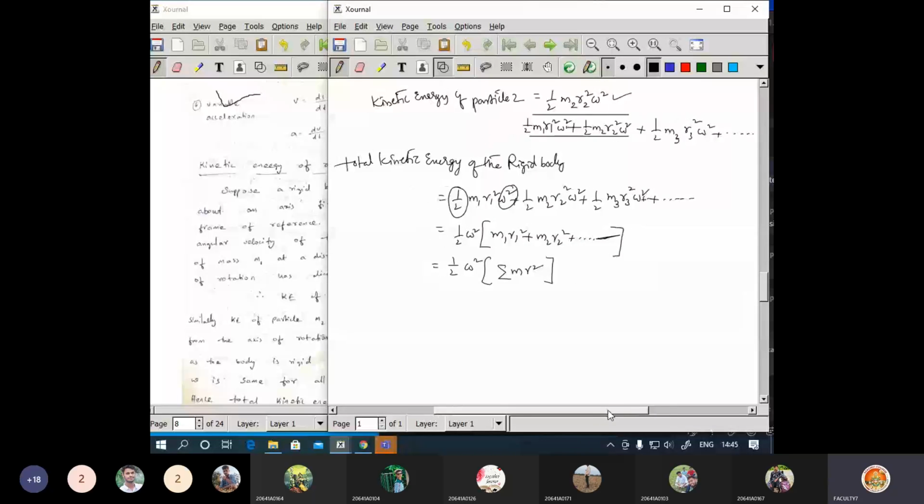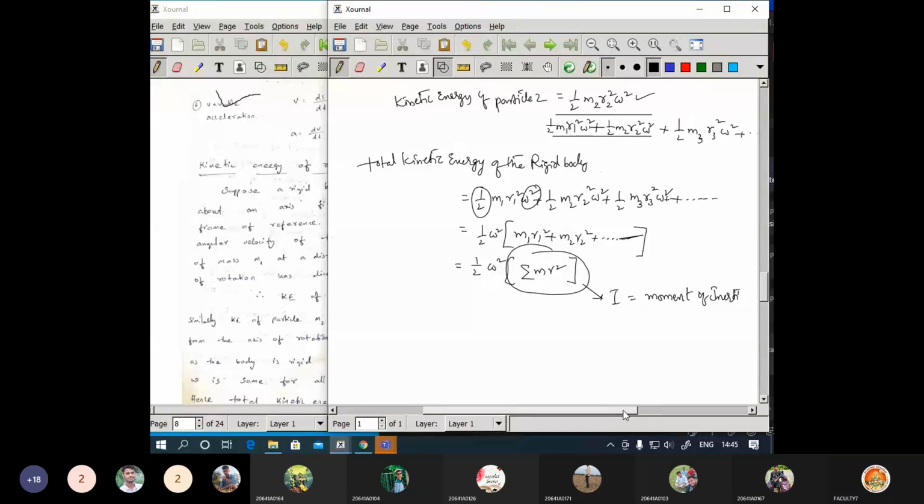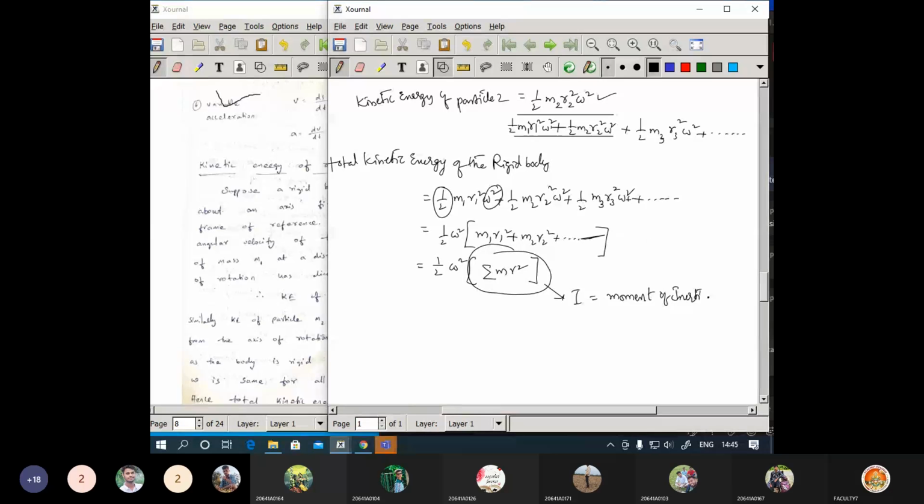Now here what we are going to do, we will replace this particular factor as I. Now what does I actually mean? I is the moment of inertia of a rigid body rotating about a fixed axis. What is the reason here?